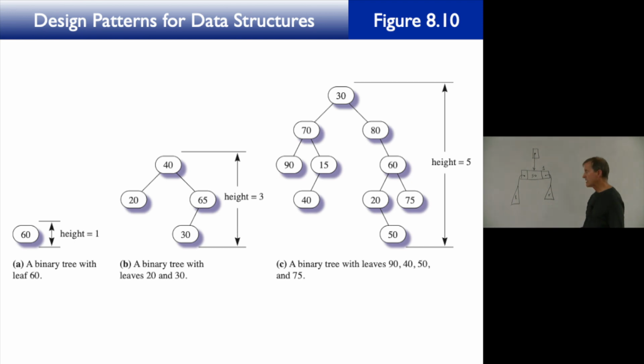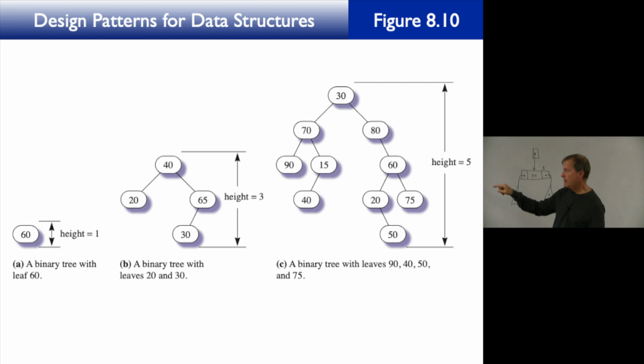Now, in figure 8.10, we have some definitions of some quantities that some of these functions compute. One of these, the one shown on the right-hand side of each tree, is the height. In part A of figure 8.10, we have a binary tree that consists of just one node, 60. That node is both the root and a leaf, and we define the height of that tree to be 1.